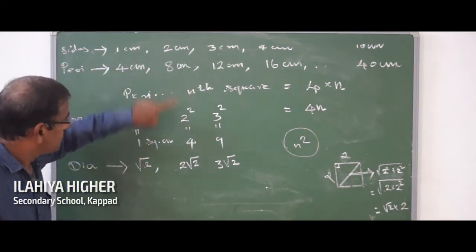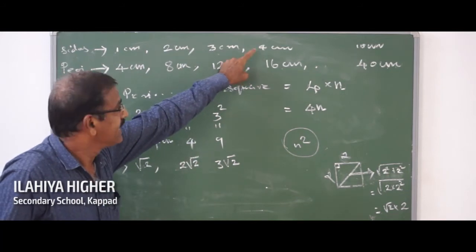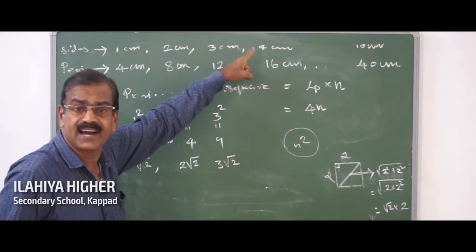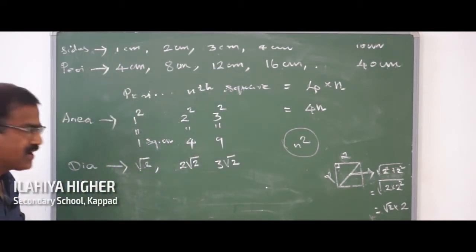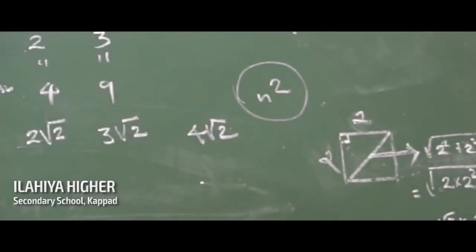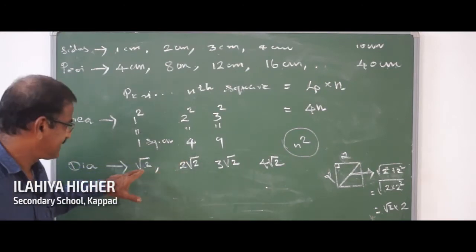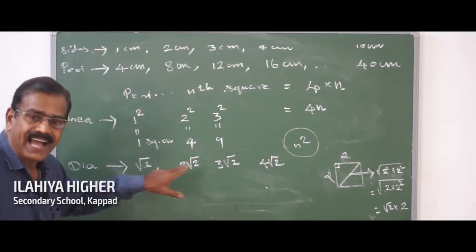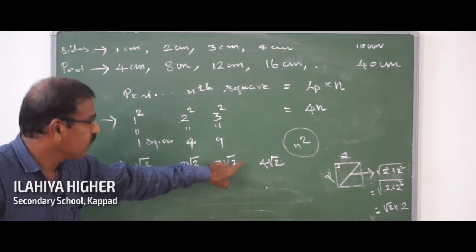Root 2, 2 root 2, 3 root 2. So what is the length of the diagonal of the fourth square having length of one side 4 cm? No doubt it is 4 root 2. So here see, the diagonals are having a proper order.